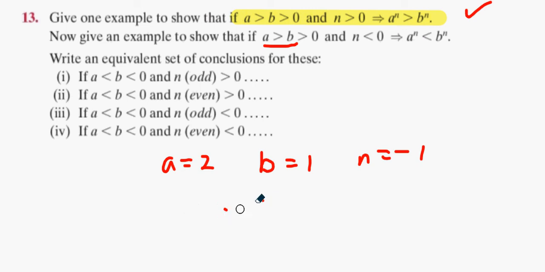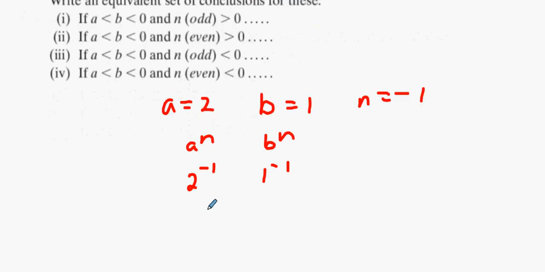Okay, so is a to the power of n and b to the power of n? Let's figure it out. 2 to the power minus 1 versus 1 to the power minus 1. Which one's bigger? Put it into the calculator and find out. You're going to get a half and 1. Which one's bigger? 1. So this should be less than.